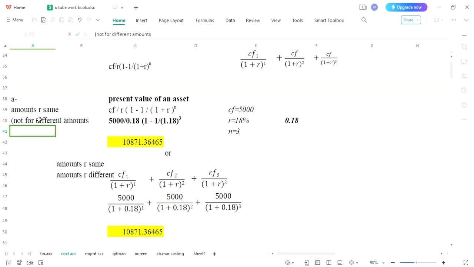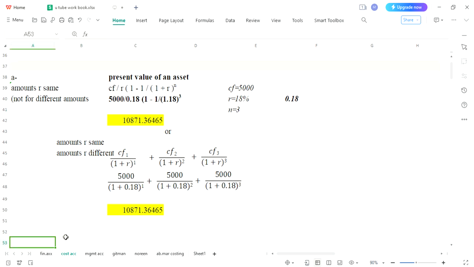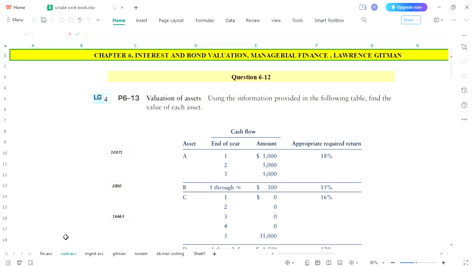So hopefully you will note it down. If amount is same or different, you can use it. But this formula will be used only when cash flows are same, not for different amounts. This formula will not work if cash flows are different. A part has been sorted out. Now we are going to see what B part is saying to us. Let's go back and see what B part is saying.